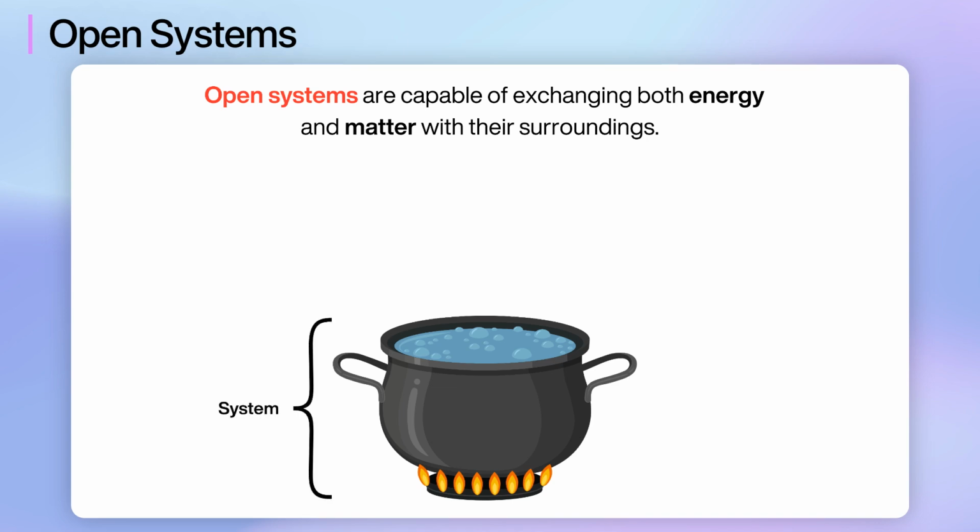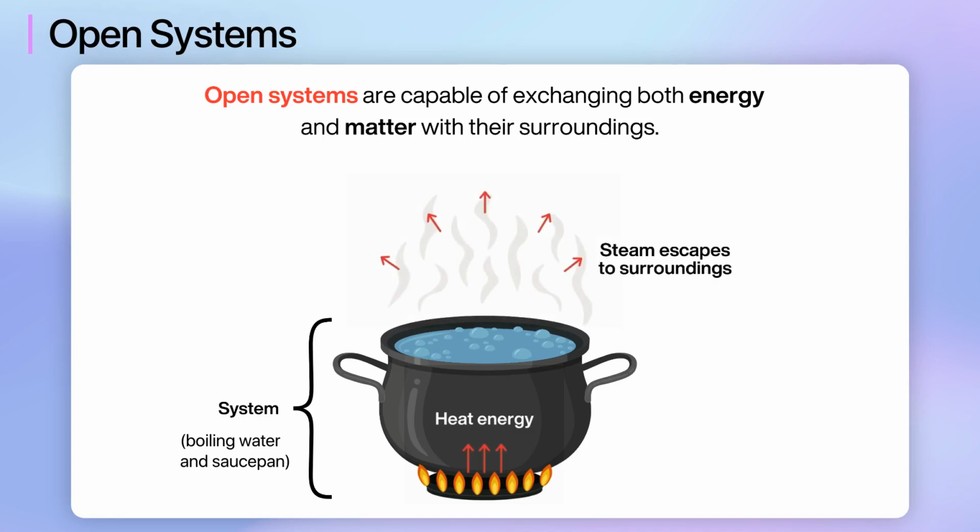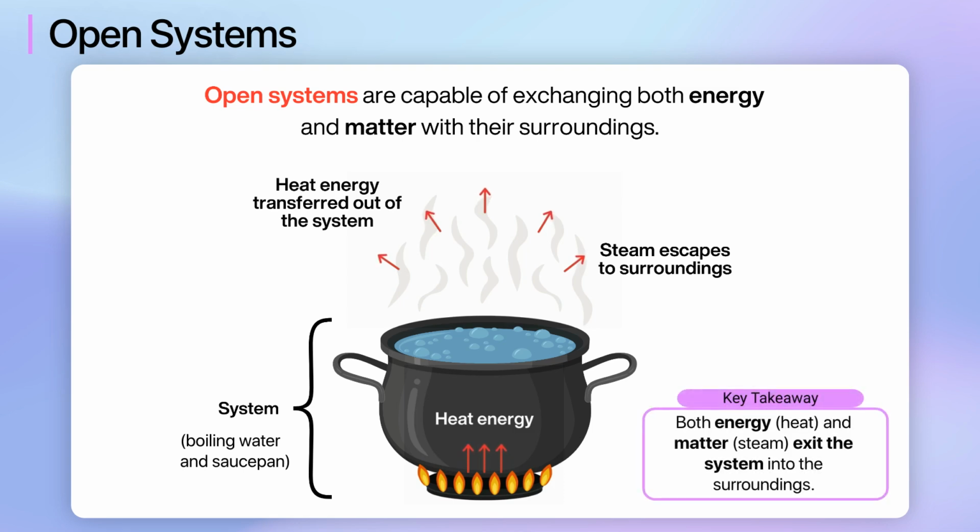In this scenario, the boiling water and the saucepan form the system. Heat energy from the stove transfers to the water, causing it to boil. The water vapor, or steam, escapes into the surroundings, transferring heat energy out of the system. Therefore, both energy and matter exit the system.